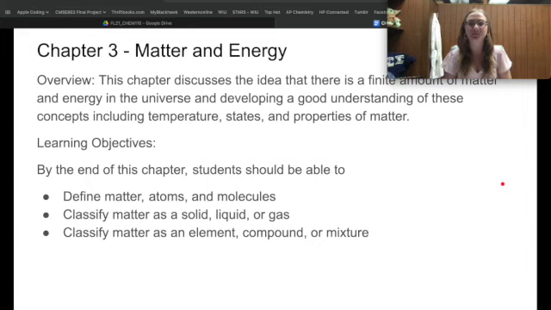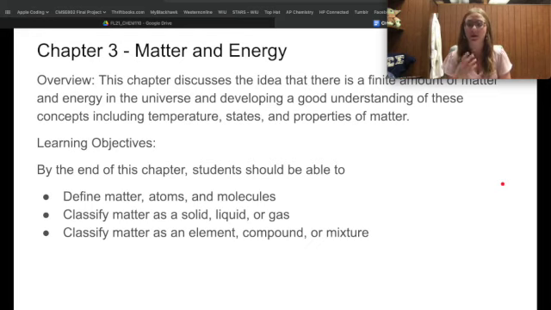So let's get started. What we're going to talk about in chapter 3 is matter and energy. So we need to talk about what these atoms are, all the things that make up the universe, and the energy that acts upon the matter. So we'll be able to distinguish kinds of matter. We'll define exactly what matter is, what atoms and molecules are.